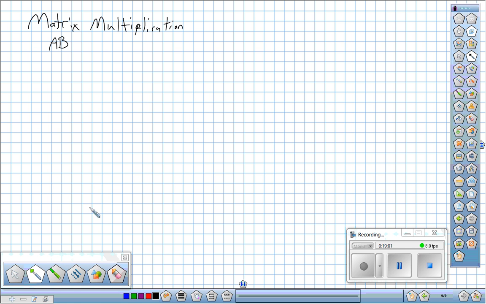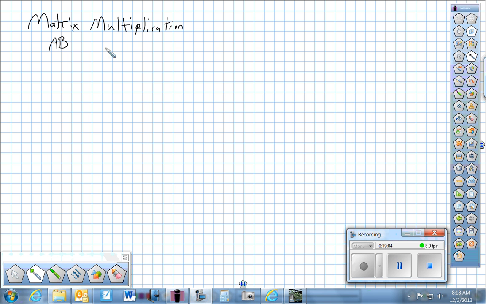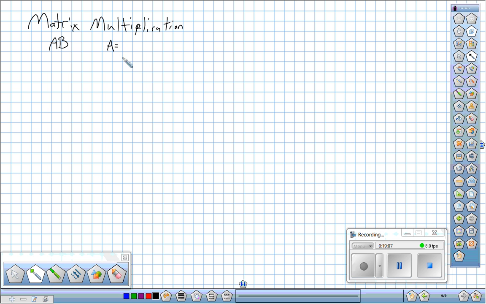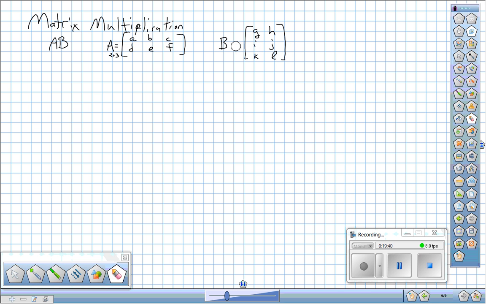So your main rules. You'll generally be given what matrices A and B are. I'm just going to use, for example, A is A, B, C, D, E, F, and this is a 2 by 3 matrix. B, I'm going to call G, H, I, J, K, L. Okay, and that's because I want to see the pattern that's happening more than anything. And this is going to be a 3 by 2 matrix.